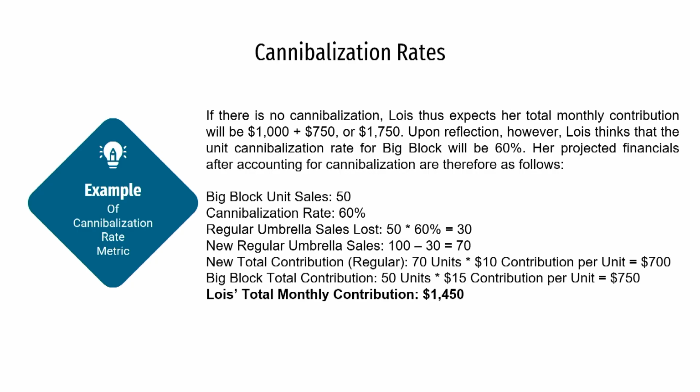Instead of 100, the quantity of older umbrella sold will be 70. Now the new total contribution for the older product will be 70 multiplied by 10 contribution per unit, that is 700. And for the new big block umbrella, the overall contribution is $15 multiplied by 50 units, so it is 750. So her total contribution will be 700 from the older product and 750 from the new product, that is 1450.